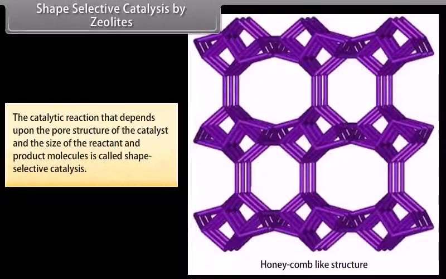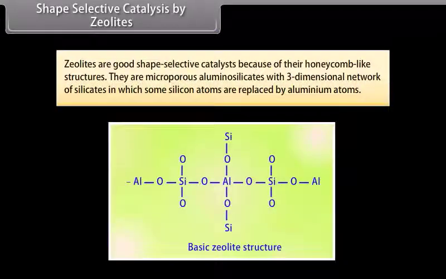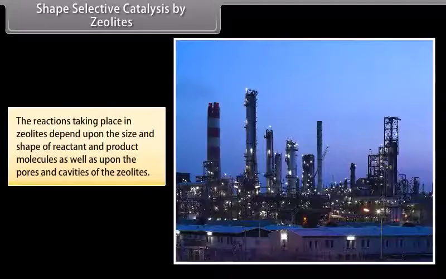Shape-selective catalysis by zeolites. The catalytic reaction that depends upon the pore structure of the catalyst and the size of the reactant and product molecules is called shape-selective catalysis. Zeolites are good shape-selective catalysts because of their honeycomb-like structures. They are microporous aluminosilicates with three-dimensional network of silicates in which some silicon atoms are replaced by aluminium atoms. The reactions taking place in zeolites depend upon the size and shape of reactant and product molecules as well as upon the pores and cavities of the zeolites. Zeolites are used as catalysts in petrochemical industries for cracking of hydrocarbons and isomerization.